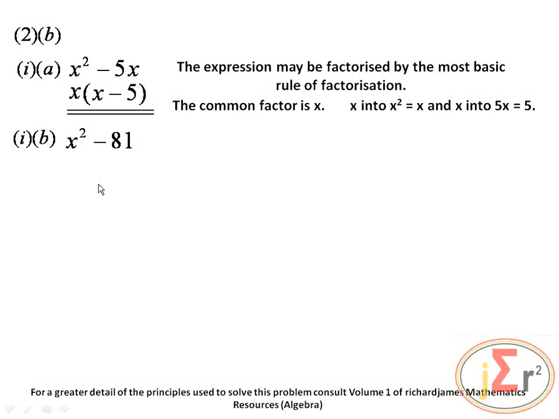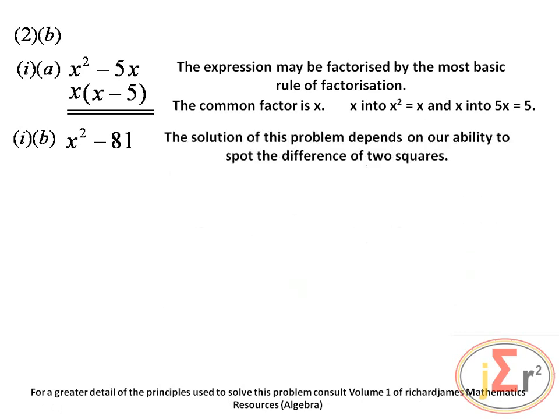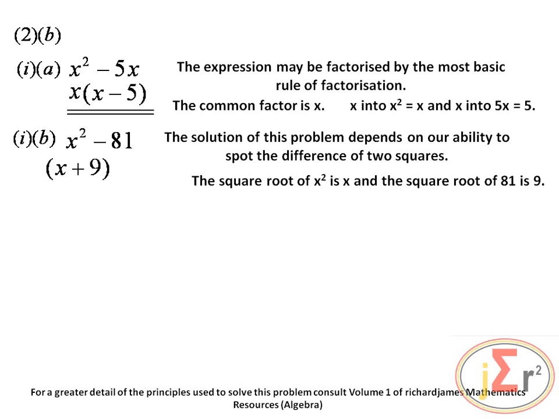Do not forget our good friend, the difference of two squares. The solution of this problem depends on our ability to spot, of course, the difference of two squares. And we recognize that we have a difference of two squares right there. The square root of x squared is x, and the square root of 81 is 9. In one bracket we have x plus 9, and of course in the other bracket we have x minus 9.